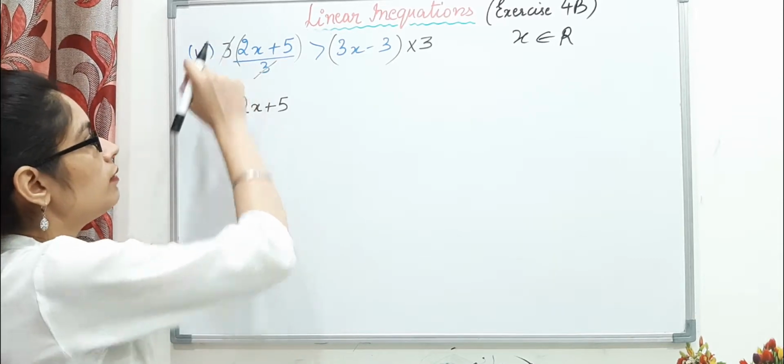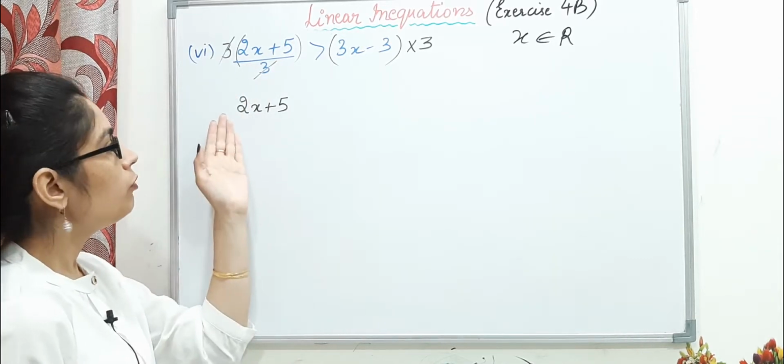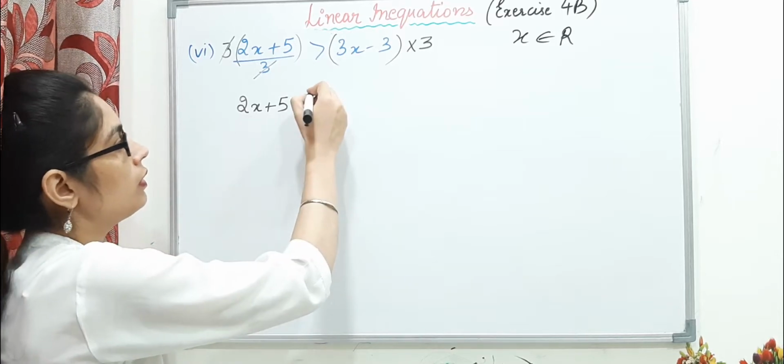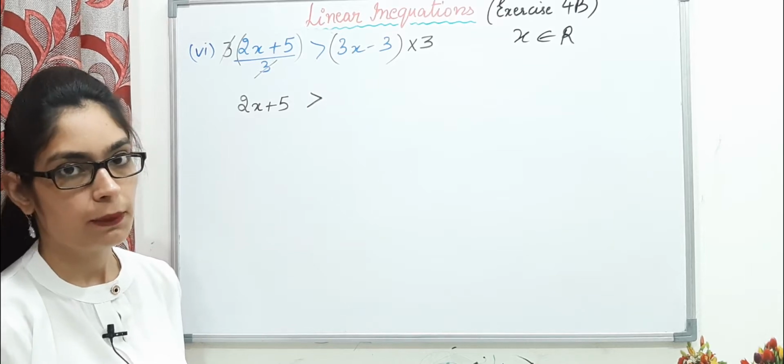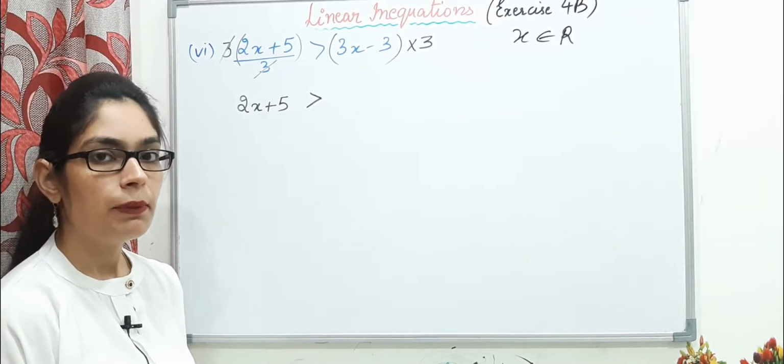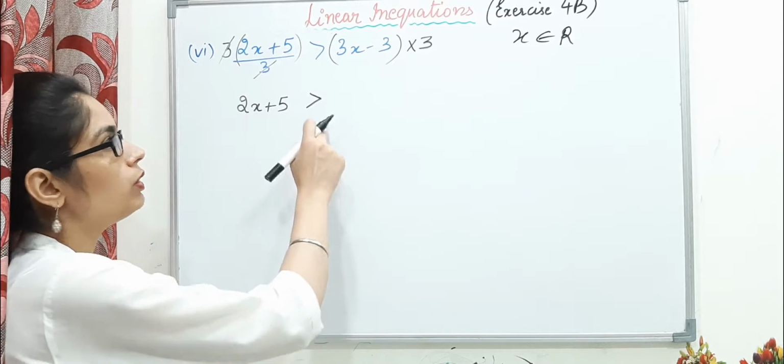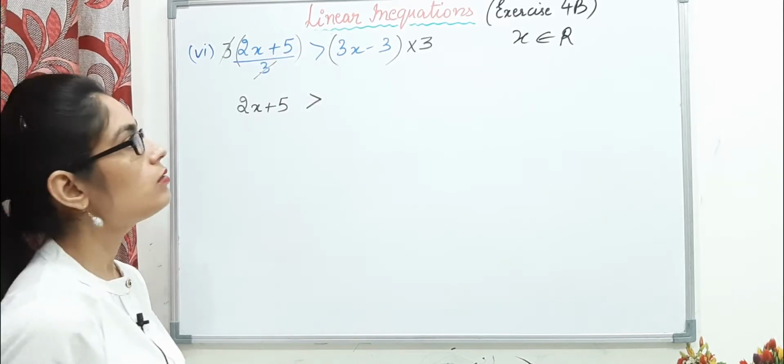So here 3 and 3 will get cancelled. We are left with 2x plus 5. Greater than sign will not change because we have multiplied with a positive number. If we multiply by a negative number, then it will be changed. So with positive number, no change, as it is you can write.